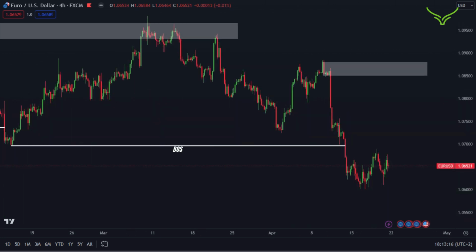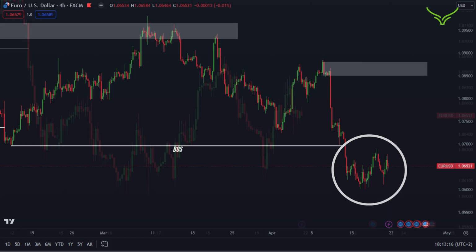Transitioning to the 4-hour timeframe, as we anticipate buying opportunities, we must await any change in character within the recent price action. However, there's not much to see from this time frame, so we have to switch to a much lower time frame for a much clearer view.